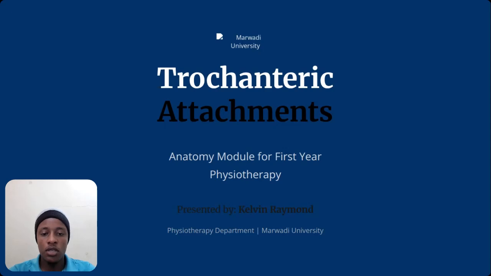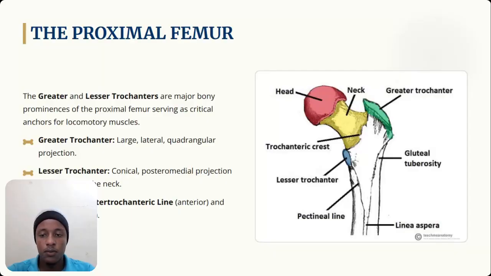Today we're going to talk about the trochanteric attachments in the anatomy model. Think of the greater trochanter not just as a bony bump, but as the powerhouse of hip stability, located on the proximal lateral aspect of the femur. It is arguably the most important landmark for both physical examination and functional movement in the pelvic region.